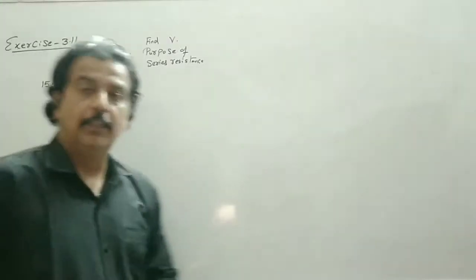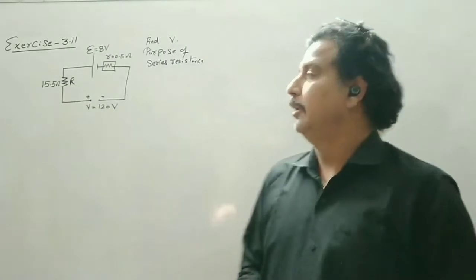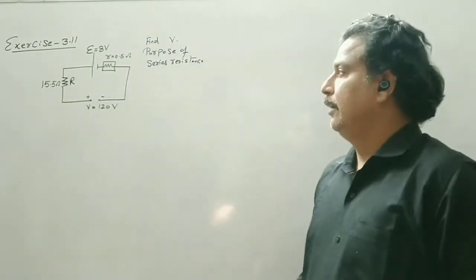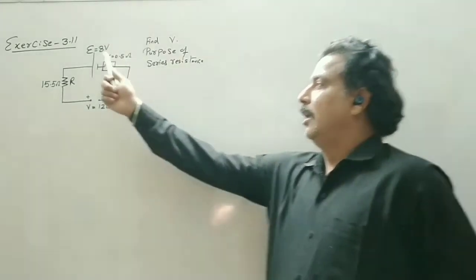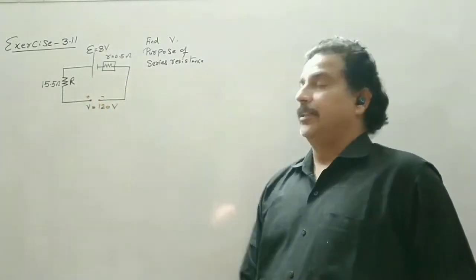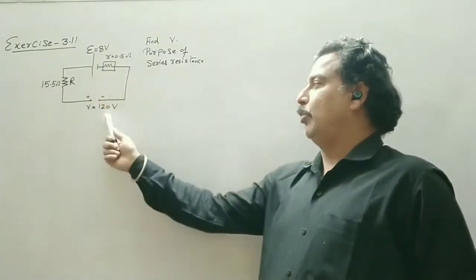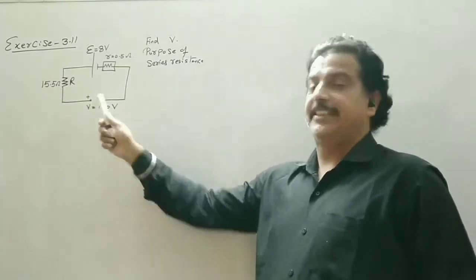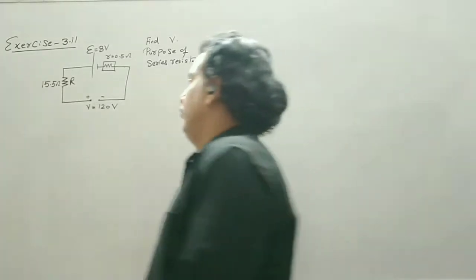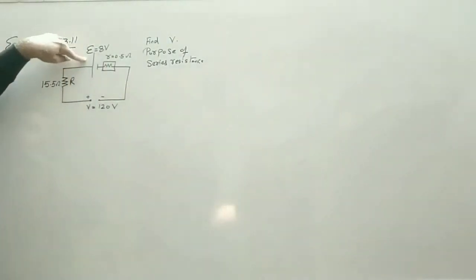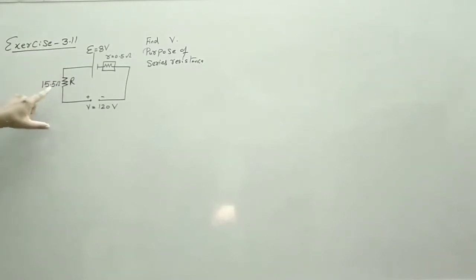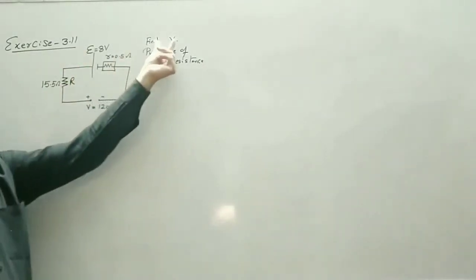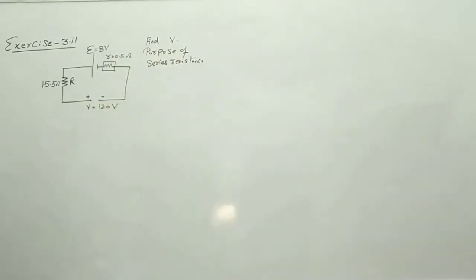Now let us take question number 11 of the exercise. The question is, an 8 volt battery is charged with the help of a 120 volt DC supply, where the internal resistance of the battery which is to be charged is 0.5 ohm and an external resistance of 15.5 ohm is connected in series. We have to find out the terminal potential difference.